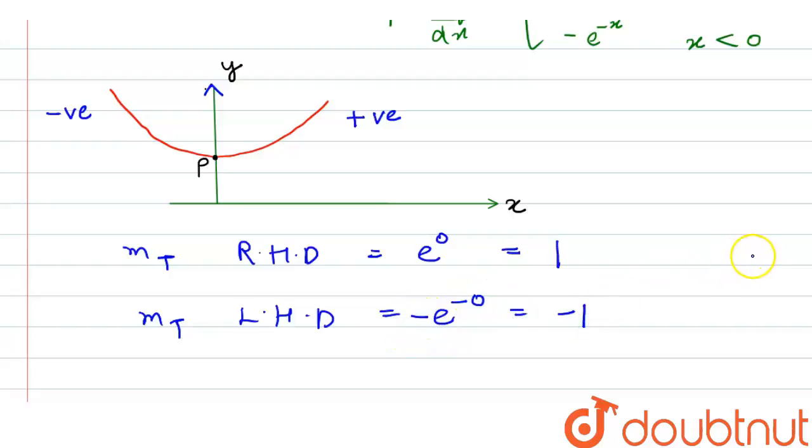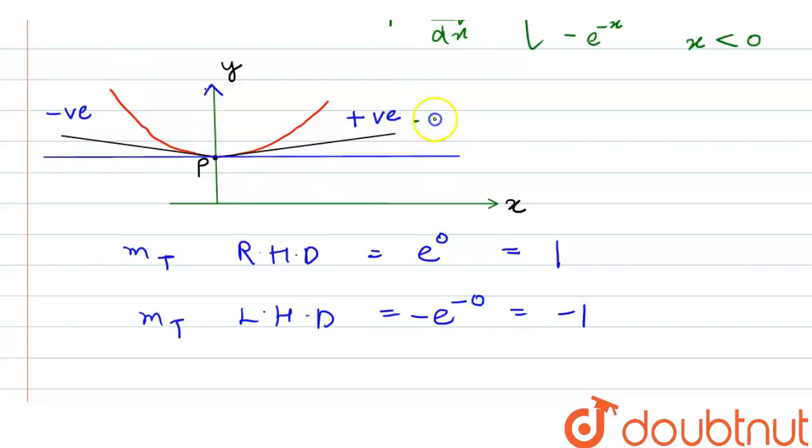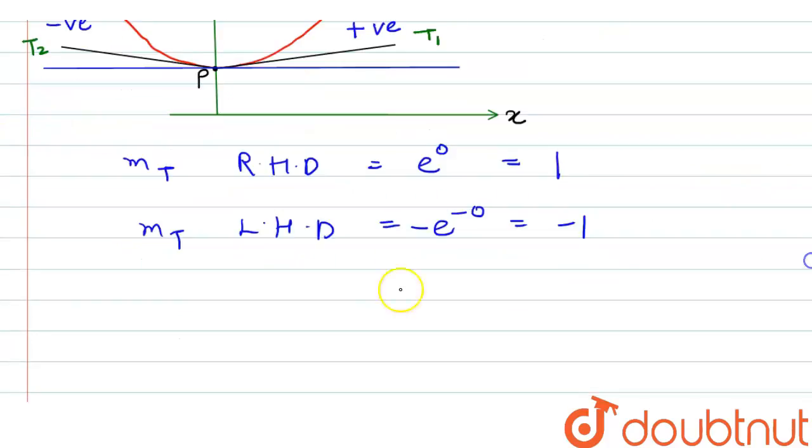Now in this figure, if we draw tangents T1 and T2, for this curve the tangent will be like this, and for the second curve the tangent T2 will be like this, where this curve lies on the x-axis. So this is tangent T1 and this is tangent T2. Now let us find the equations of T1 and T2.